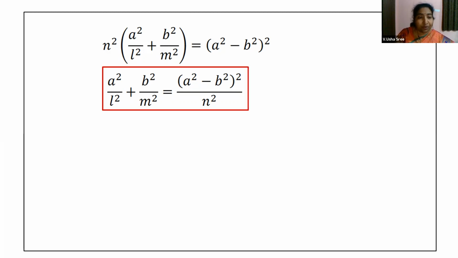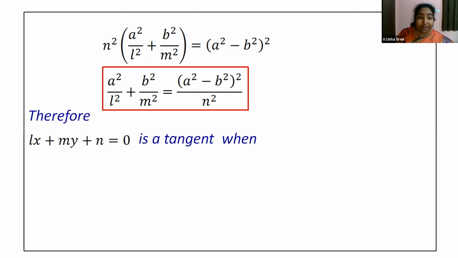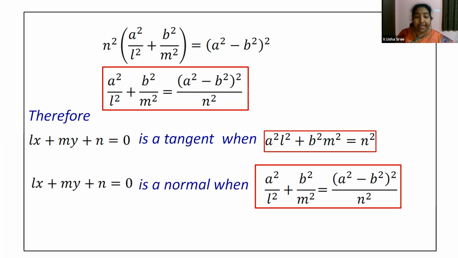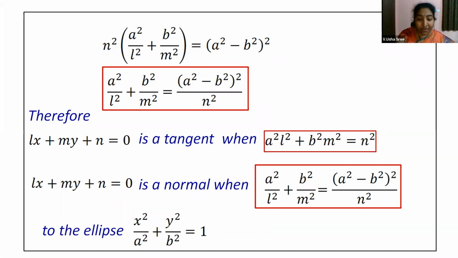All right, so we will just write the conclusion part, children. This lx + my + n = 0 will be a tangent when a²l² + b²m² = n², and it will be a normal when a²/l² + b²/m² = (a² − b²)²/n², to the ellipse x²/a² + y²/b² = 1. All right.